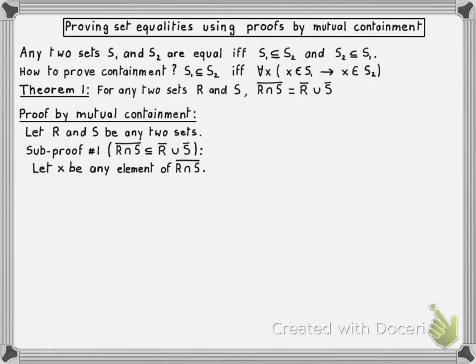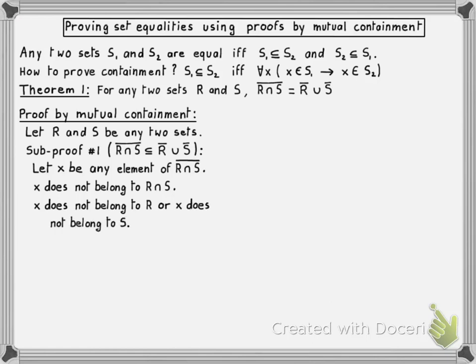So what does it mean for X to be in the complement of R intersect S? Well, that means X does not belong to R intersect S. How could that happen? Well, the only way is if X does not belong to R or X does not belong to S, or both. If it's not in the intersection, that means it's not in at least one of them.